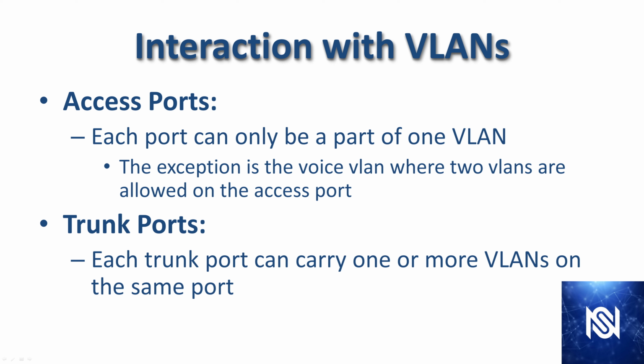Trunk and access ports interact differently with VLANs. For access ports, each port can only be a part of one VLAN, and the lone exception to this is the voice VLAN, where there actually can be two VLANs allowed on the access port. With trunk ports, each trunk port can carry more than one VLAN on the same port at once.